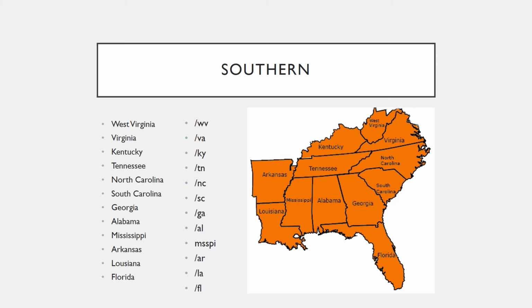The southern states are West Virginia /WV, Virginia /WA, Kentucky /KY, Tennessee /TN, North Carolina /NC, South Carolina /SC, Georgia /GA, Alabama /AL, Mississippi MSSPI, Arkansas /AK, Louisiana /LA, Florida /FL.